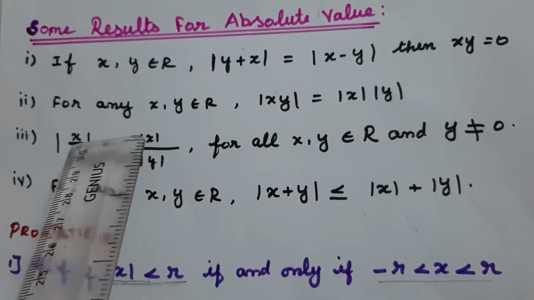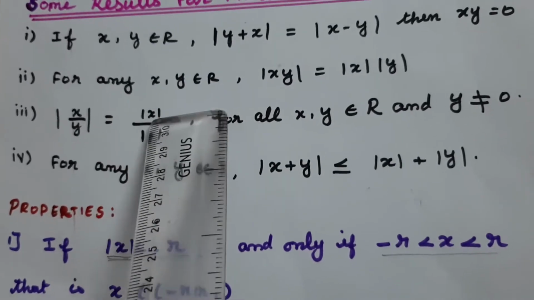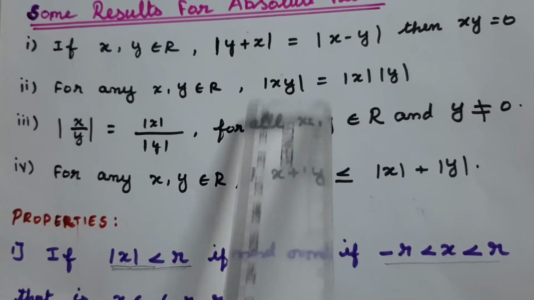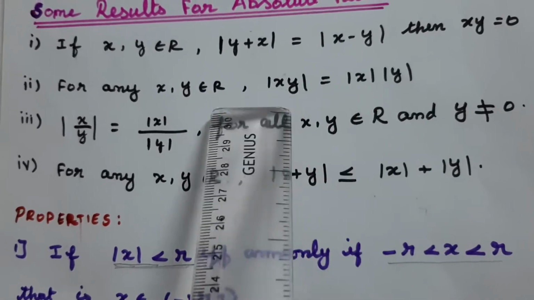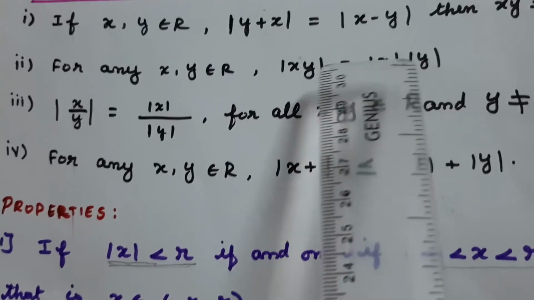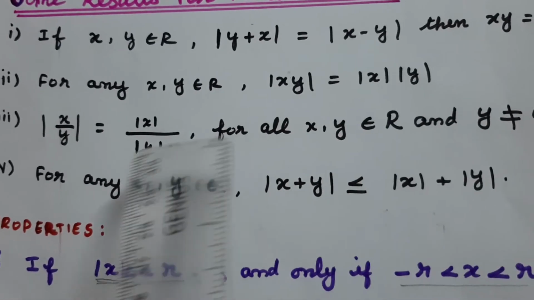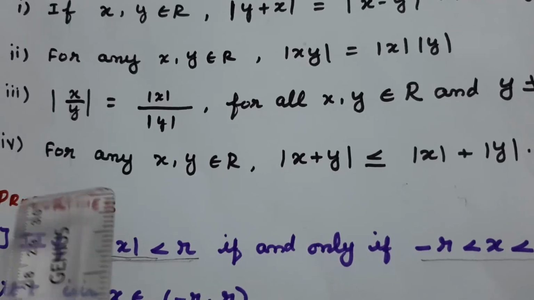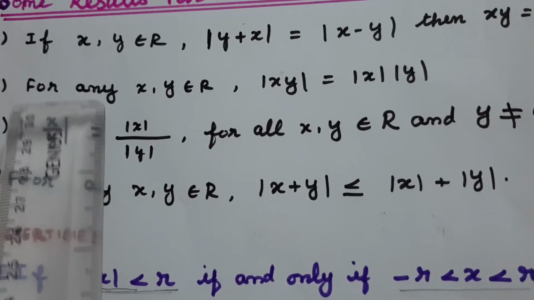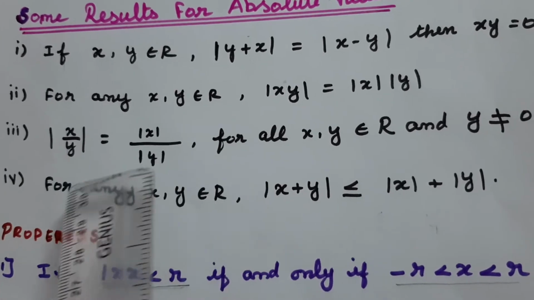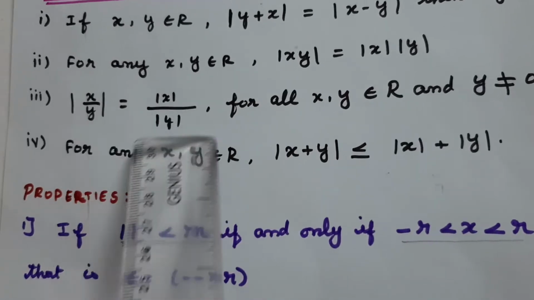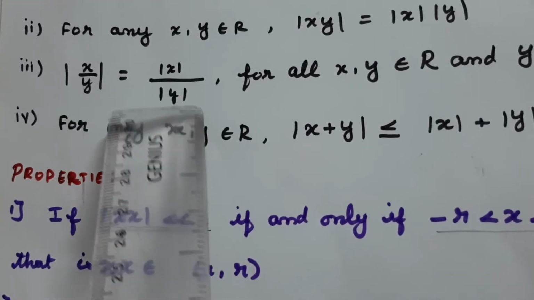And the second result: for any x comma y belongs to R, modulus of xy is equal to modulus of x times modulus of y. That is, the product of the absolute values can be done separately. And in the same way for the division: modulus of x by y is equal to modulus of x divided by modulus of y, for all x comma y belongs to R and y not equal to 0.